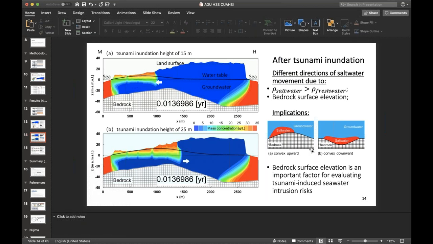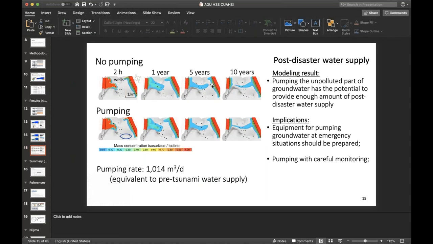So those figures are showing the three-dimensional numerical modeling results. The upper figure is showing the salt water intrusion influencing several groundwater wells, shown by the black dots, after 25 meters tsunami inundation. So the recovery process took more than about 10 years.